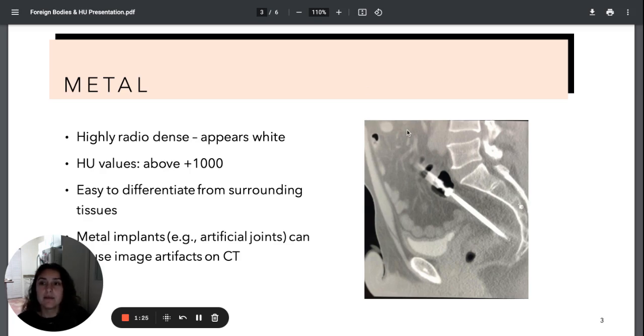Here we present an image of a metal foreign body, a screwdriver, which is discernible only from a sagittal slice and is approximately the same radiodensity as the spine. Hounsfield units can confirm a diagnosis of a metal foreign body.